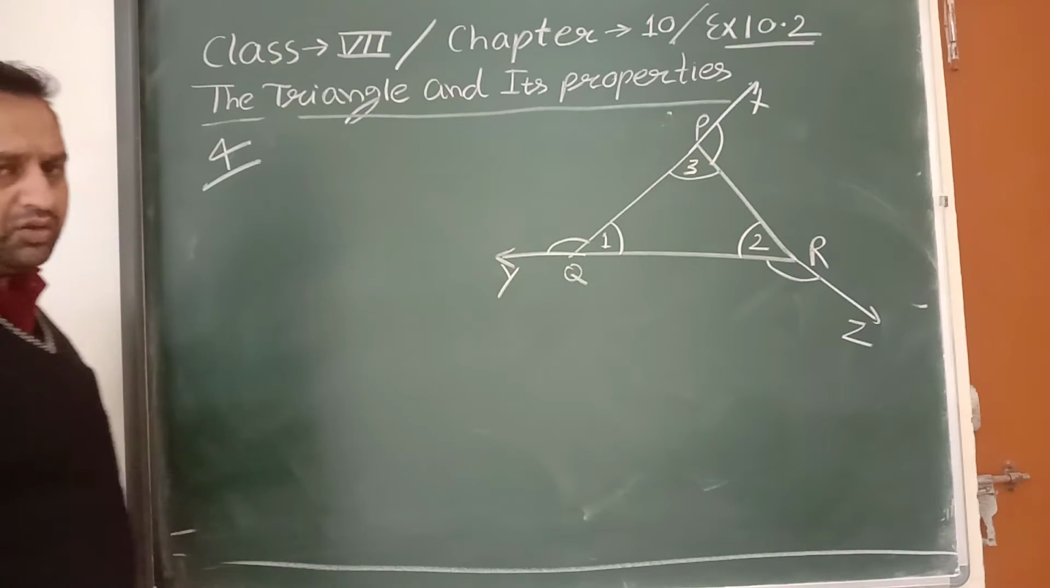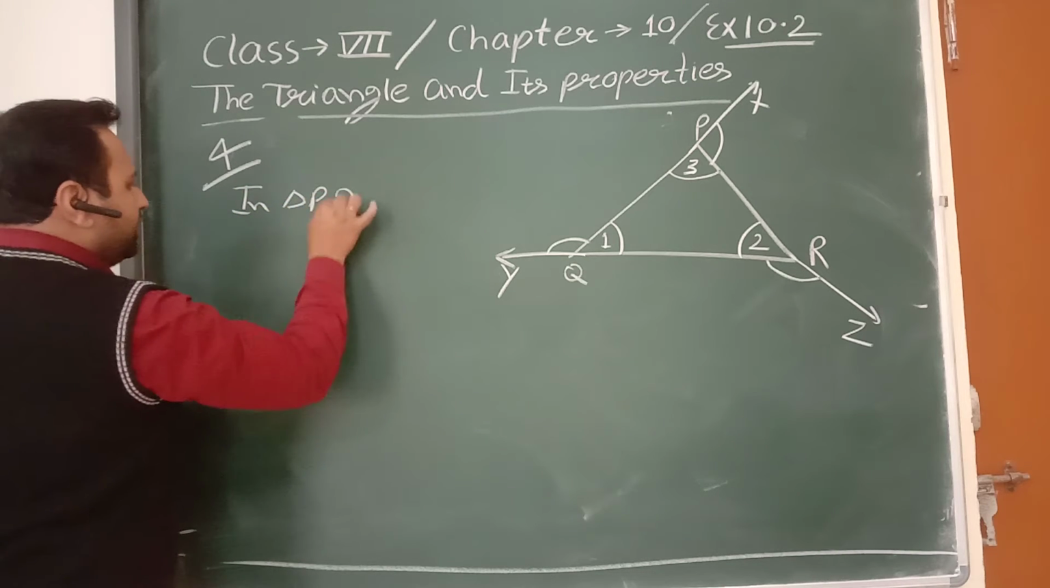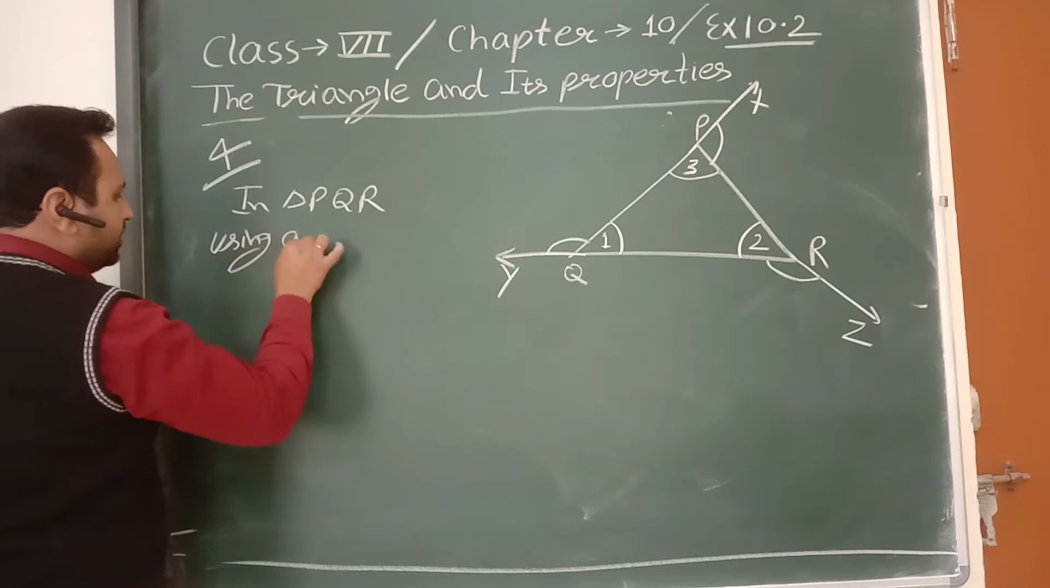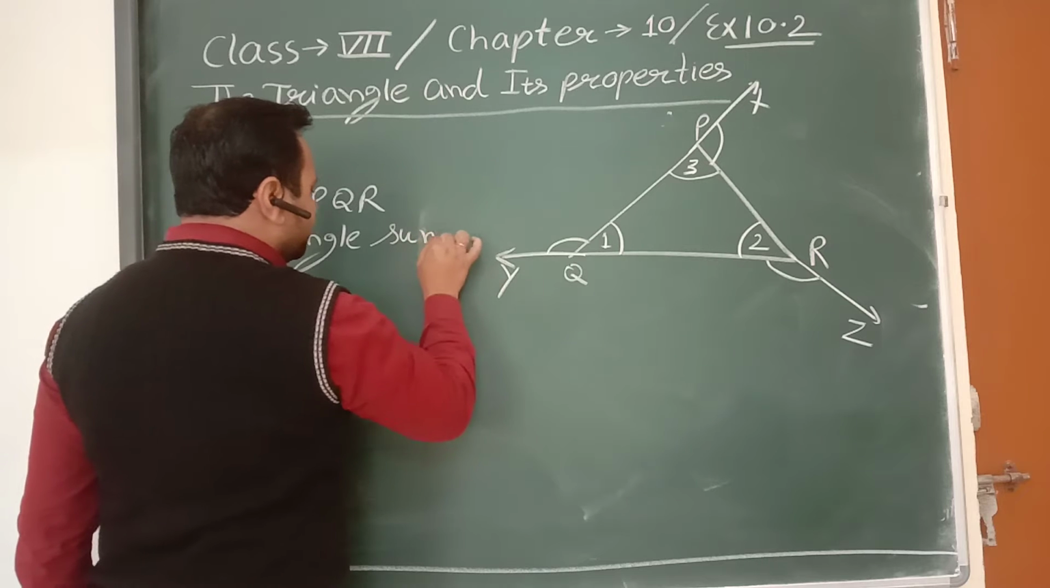So in triangle PQR we can use the angle sum property. So in triangle PQR, using the angle sum property.